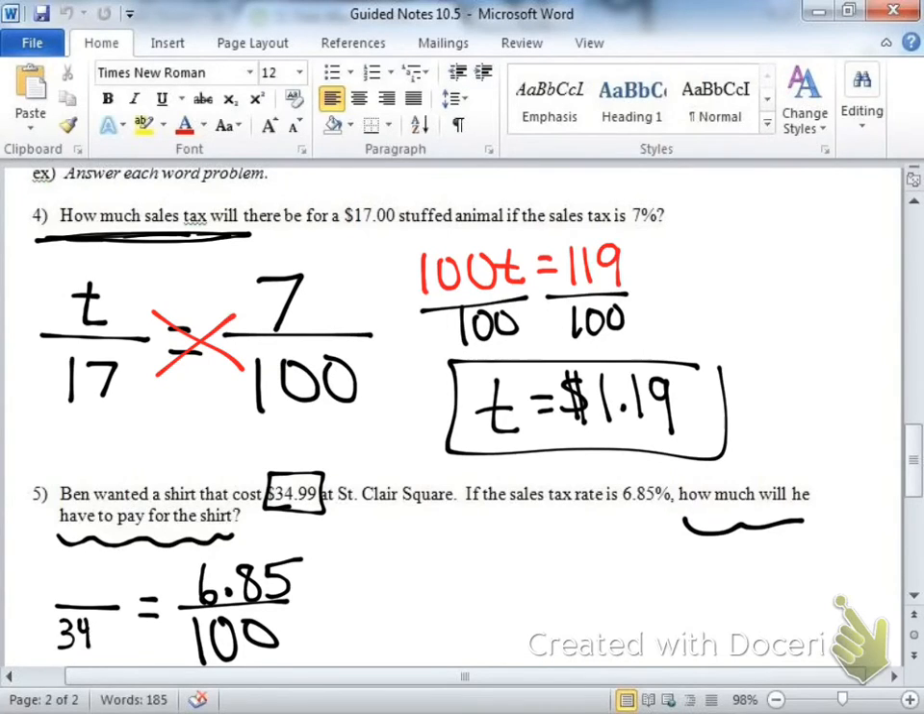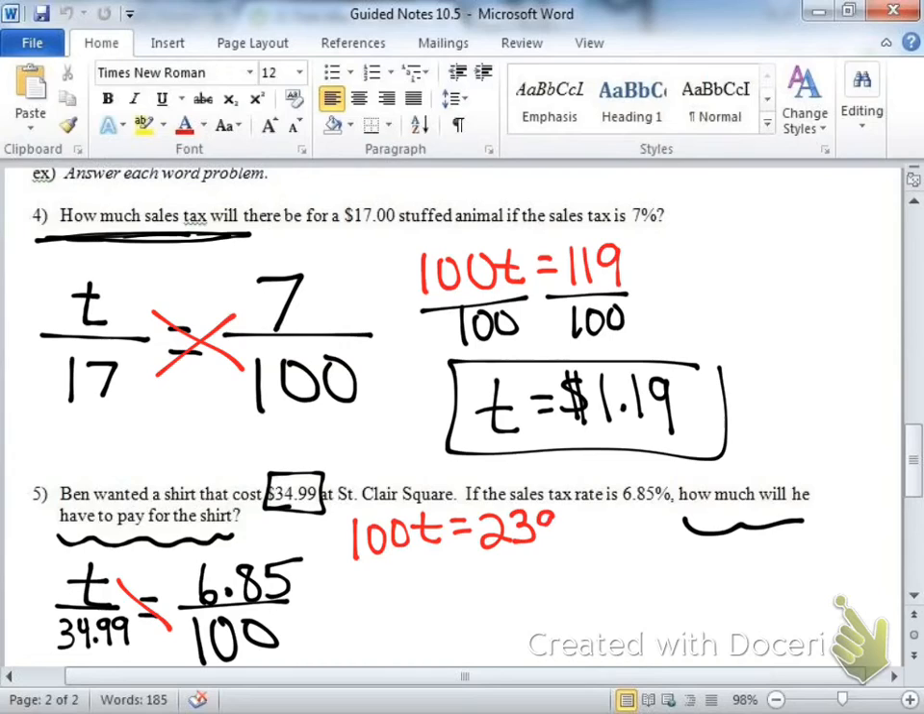And then the number we get is going to represent the amount paid in sales tax, which will not be how much he pays for the shirt. We'll have to add it on to the shirt, all right? So don't forget that extra step at the end. But first, cross multiply: 100t equals 34.99 times 6.85.